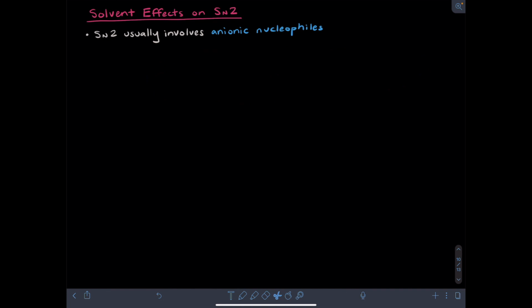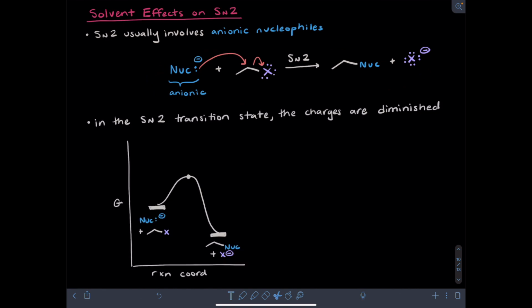One thing to keep in mind, based on what I just discussed for nucleophile strength, is that SN2 reactions will usually involve anionic nucleophiles. So let's consider this general SN2 reaction with an anionic nucleophile. This is displacing a halide in the SN2 mechanism. Going from the starting materials to the transition state, the negative charge present at the nucleophile is going to be diminished.